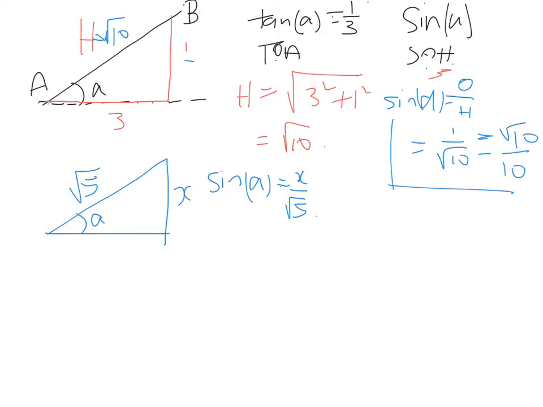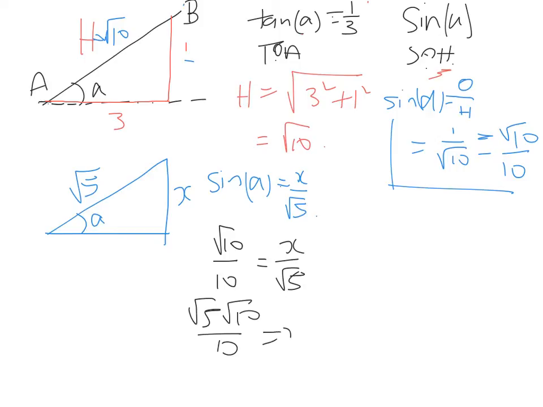Now, if that's what that equals, we also know that sine A equals something over here. Sine A equals root 10 over 10. So from there, we equate them. So we say, instead of sine A, we put down root 10 over 10 equals x over root 5. So we're going to multiply everything there by the square root of 5 to solve for x. So we'll have root 5 times root 10 over 10 equals x.